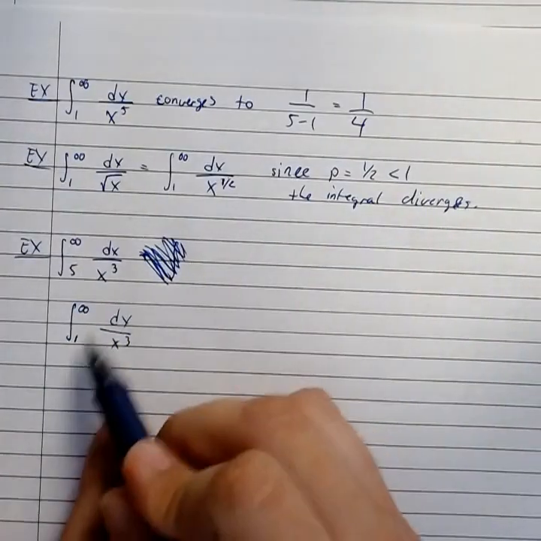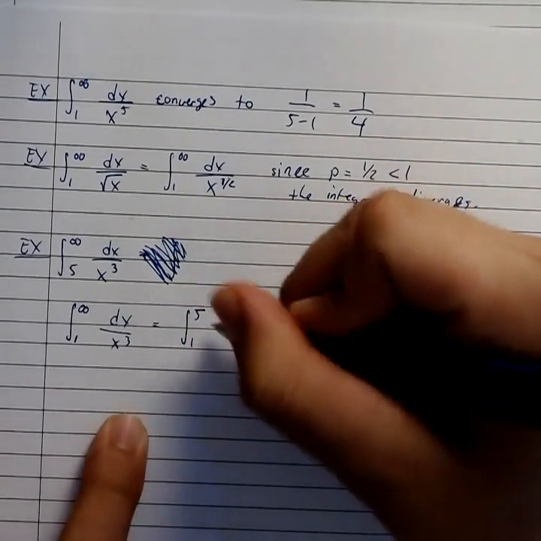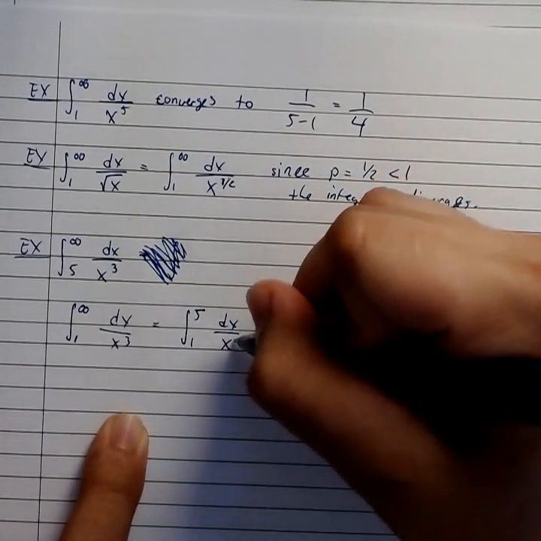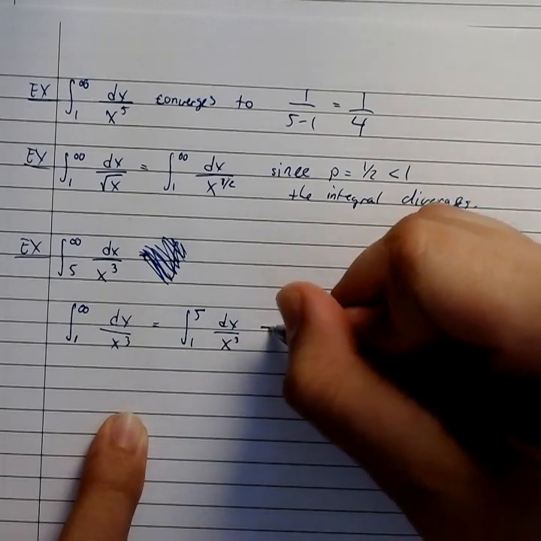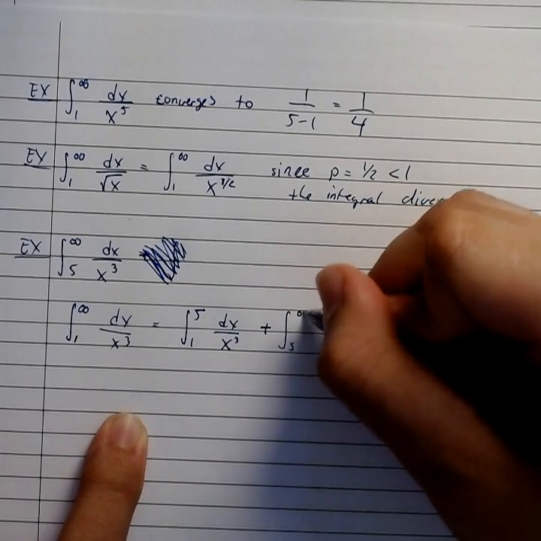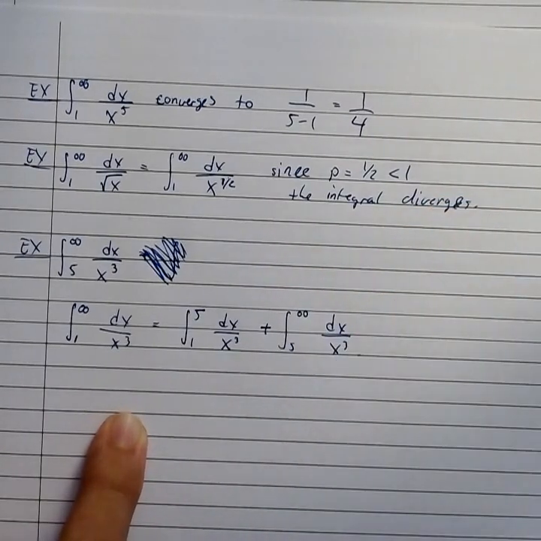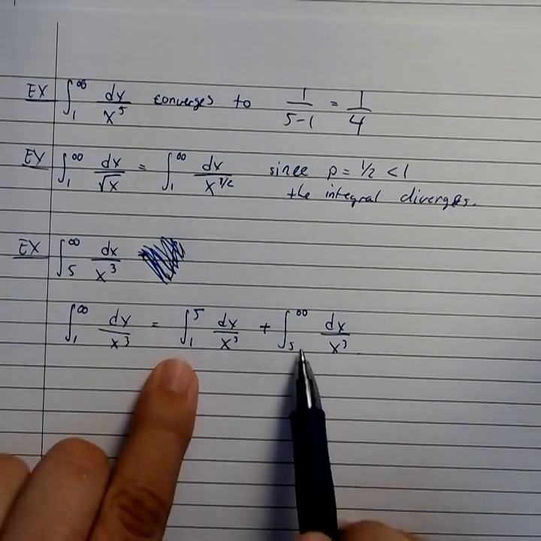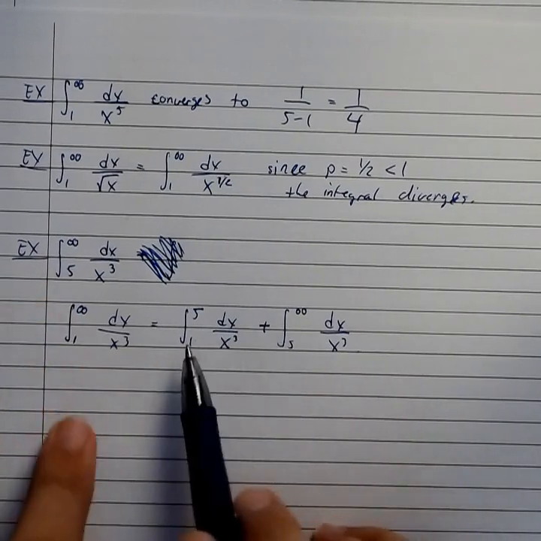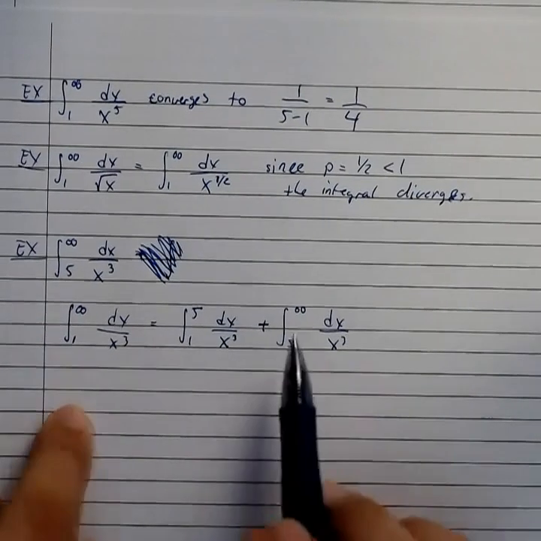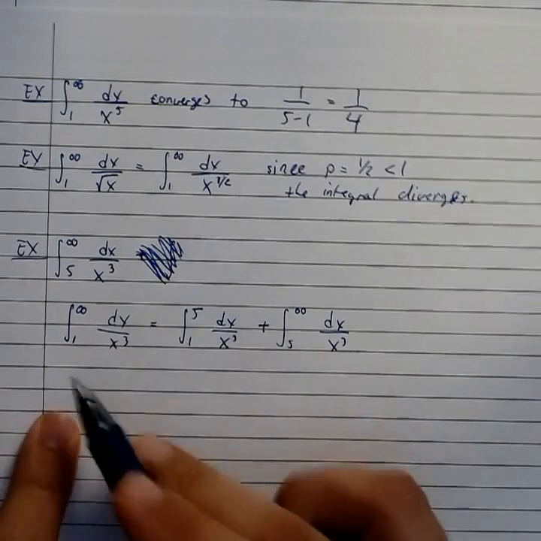But this can be thought of as the integral from 1 to 5 of dx over x to the 3rd, plus the integral from 5 to infinity of dx over x to the 3rd. Because after all, from 1 to 5 and from 5 to infinity covers everything from 1 to infinity. This integral is equal to this one plus that one. Well, that's the one I want. So let me subtract that over to the other side.